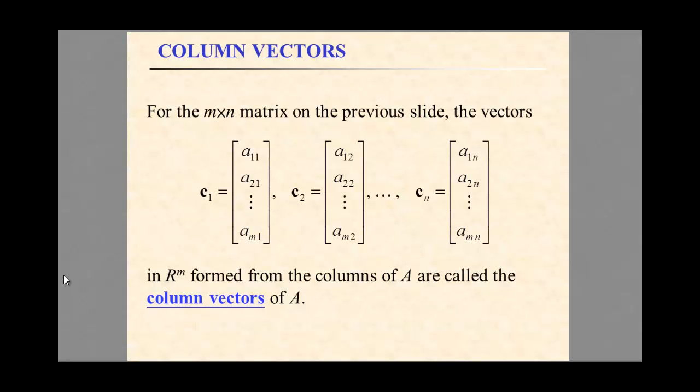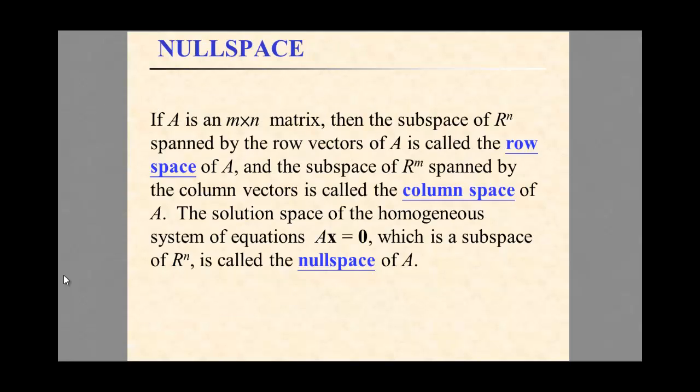Similarly, there is a column vector. For an m cross n matrix on the previous slides, the vectors C1, C2, up to Cn are called the column vectors. The vectors in Rm formed from the columns of A are called the column vectors.